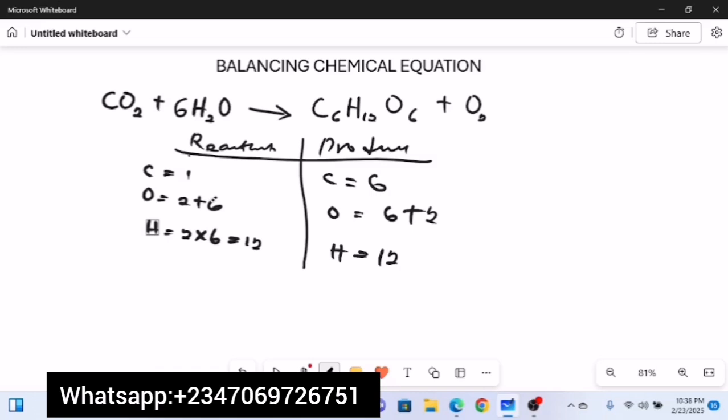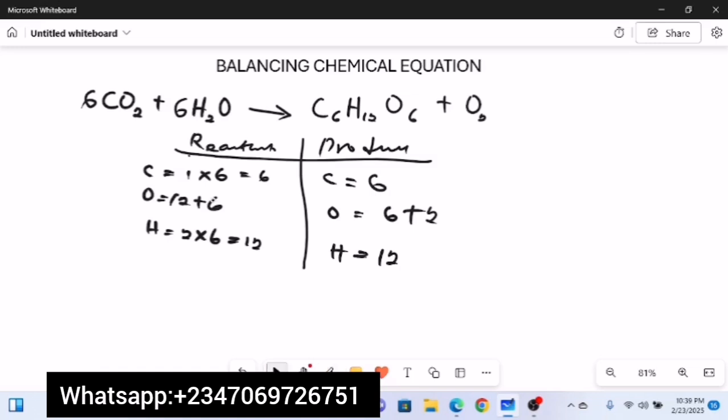But carbon is 1 on the reactant and 6 on the product. So I can simply multiply carbon by what? 6 on the reactant. That will give me 6. Carbon is balanced. It means I have to append 6 at the back of carbon here. If I do that, this 6 is now multiplying these 2 here. So in place of these 2 moles of oxygen, it becomes 6 times 2, that is 12. So I'm going to have 12 plus 6. So total oxygen on the reactant is now 18, but on the product, total oxygen is 8. So something needs to be done.